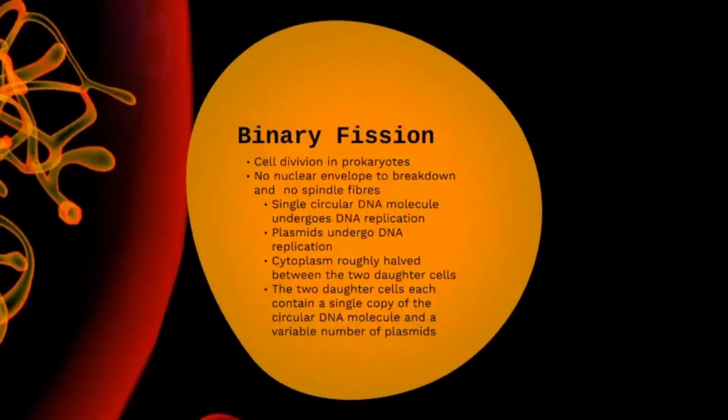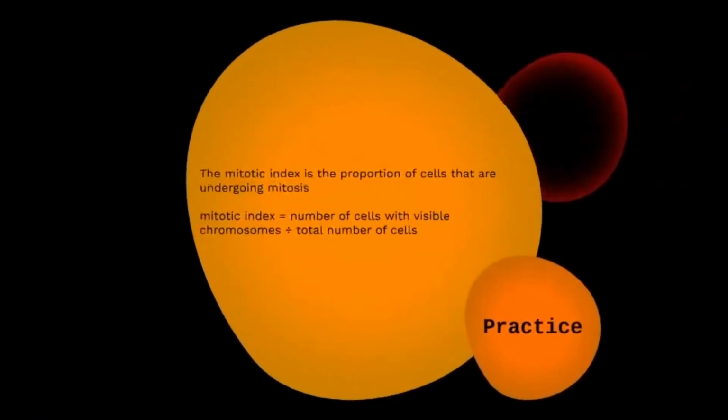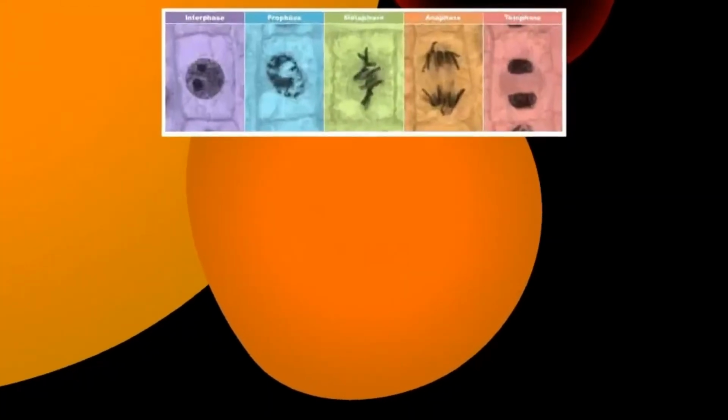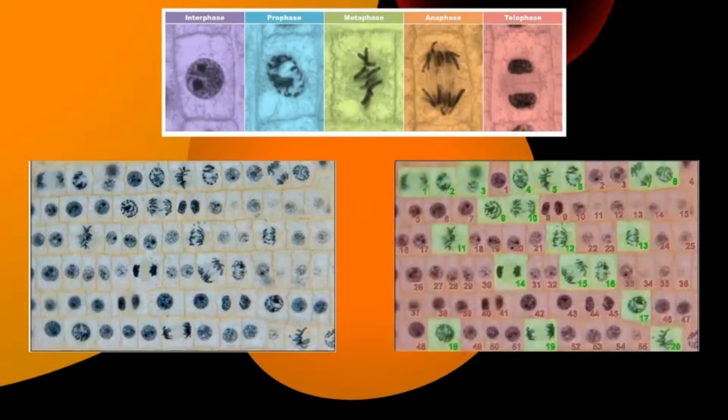Finally, let's have a quick look at some methods we use to look at mitosis. The mitotic index is what we use to describe the proportion of cells undergoing mitosis in a sample. The mitotic index is equal to the number of cells with visible chromosomes divided by the total number of cells. So this means that the more cells that have visible chromosomes, the higher the mitotic index.